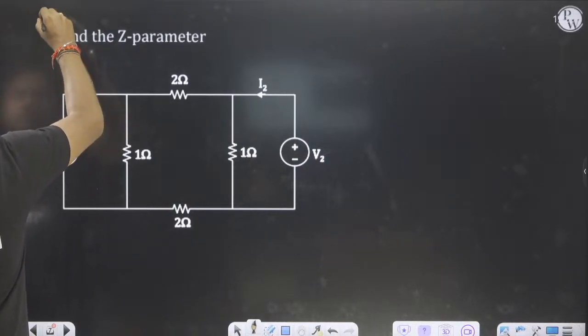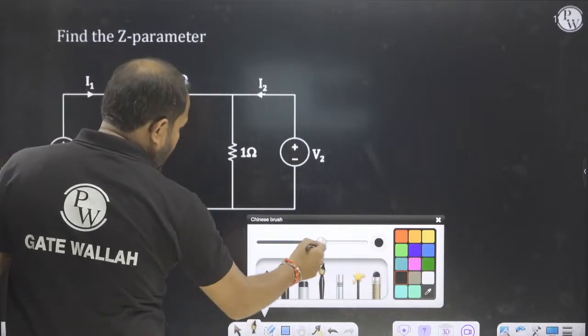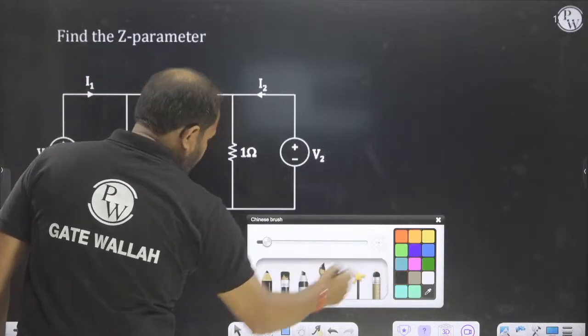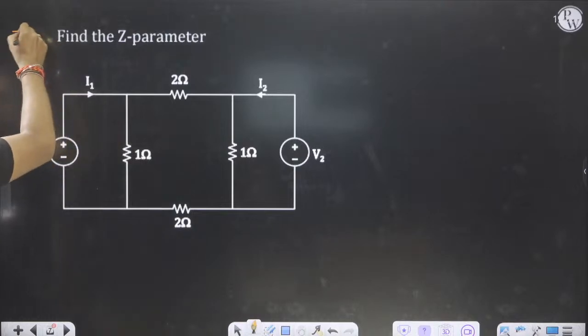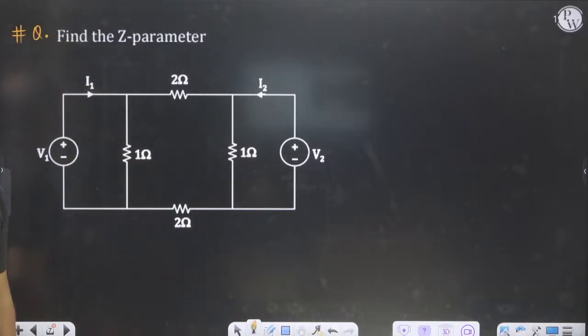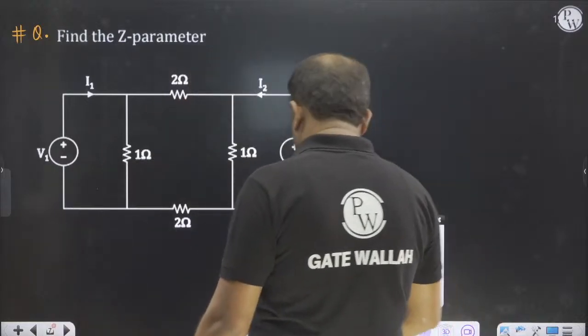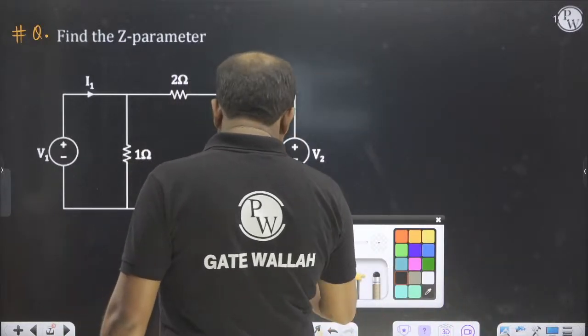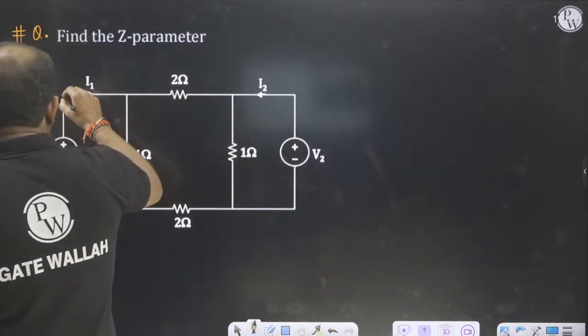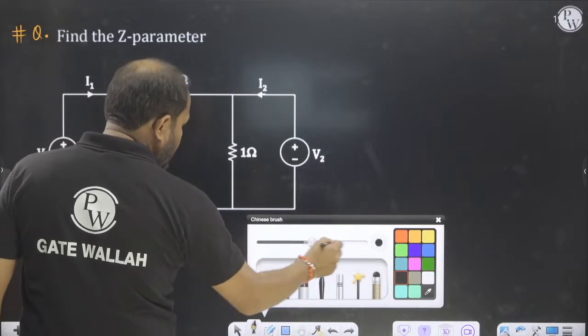So first what we will do, open circuit, first port or second port, you can go through that. So I will go through first port. I will make first port an open circuit. What will happen if I make first port an open circuit? So first port, this is open circuit.